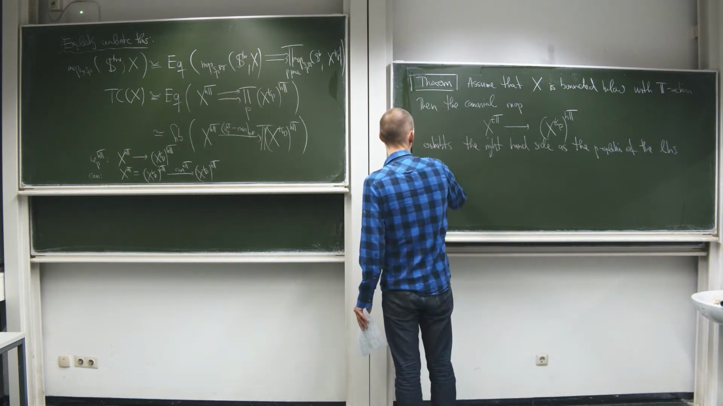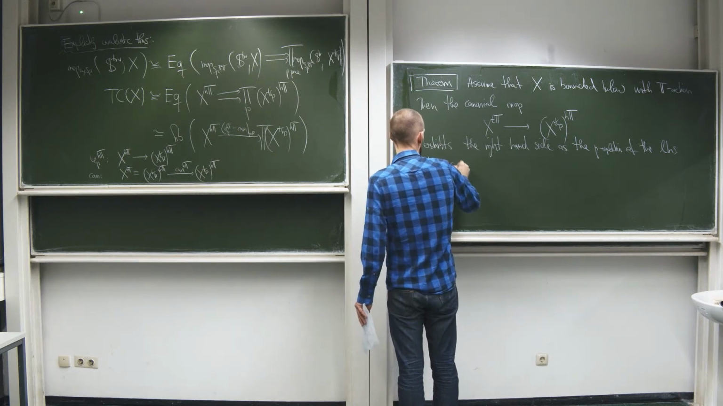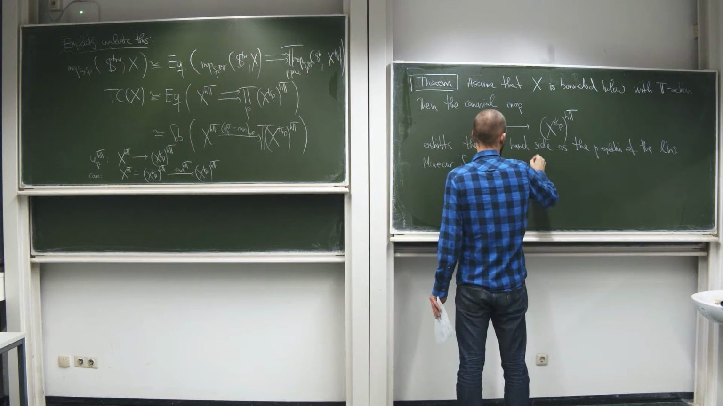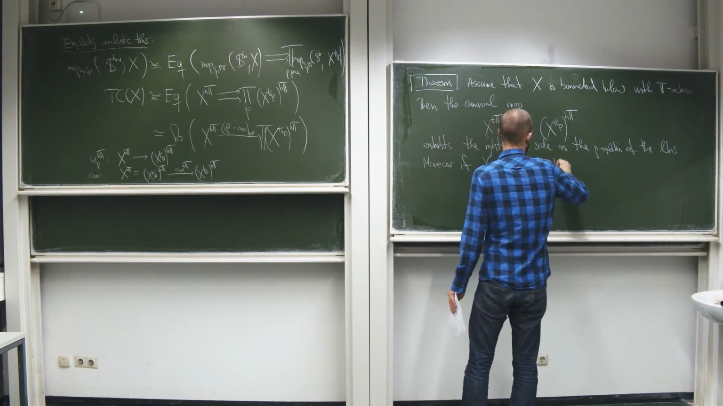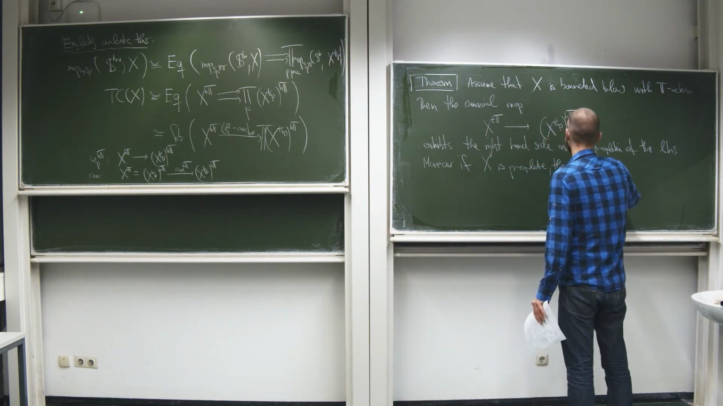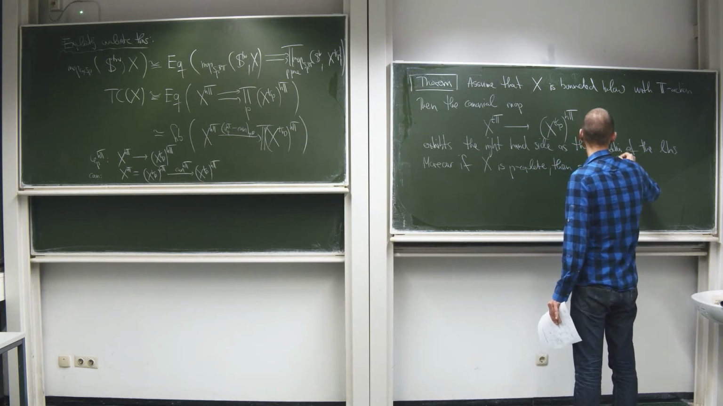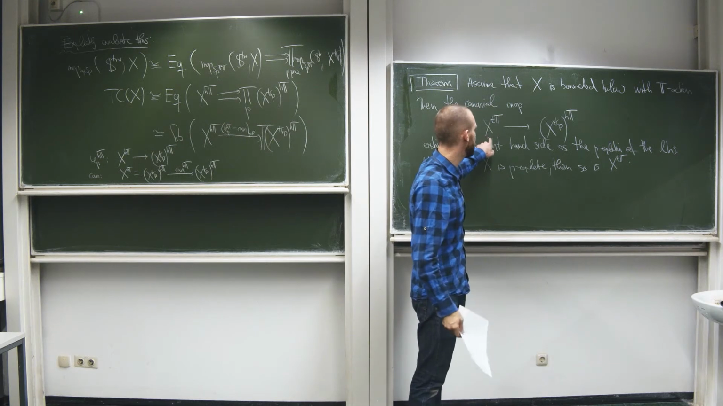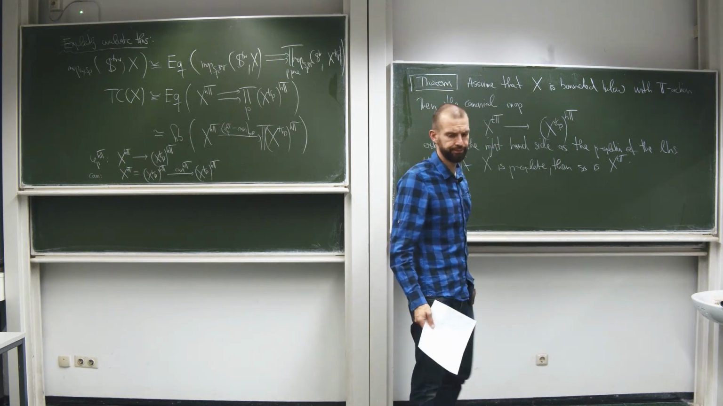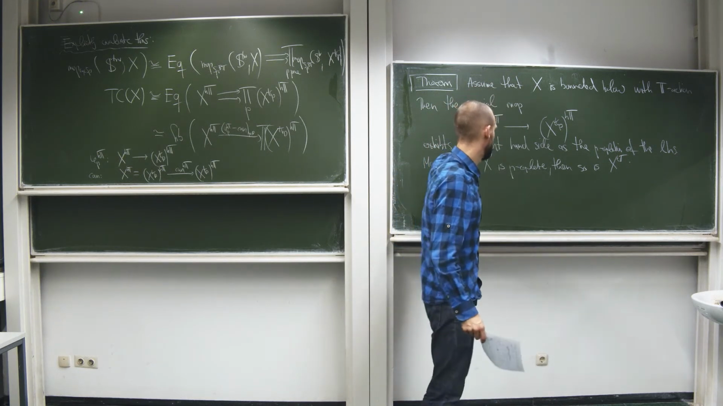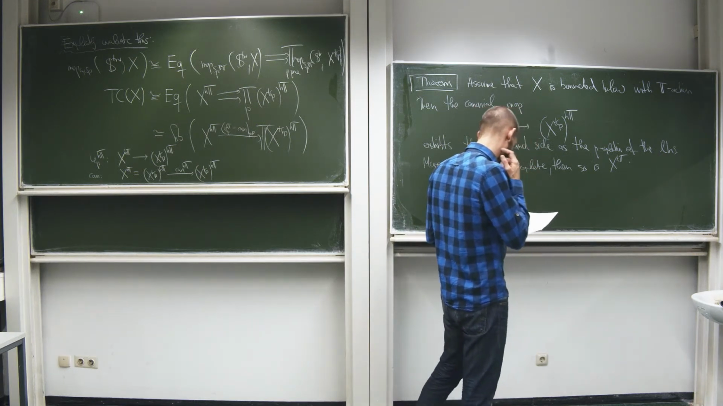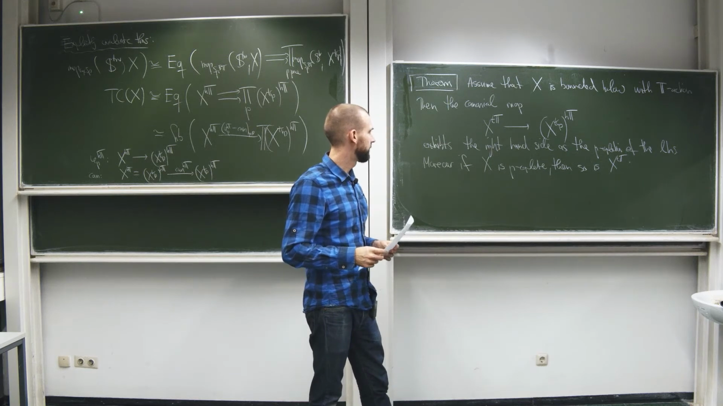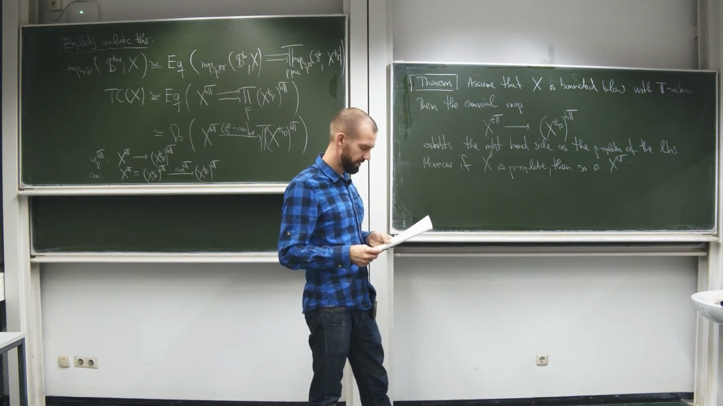Moreover, if X is p-complete, then so is X Tate T. So in other words, if X is p-complete, then this is just an equivalence, because then the source is already p-complete. So that's just a statement about a spectrum with a T action.